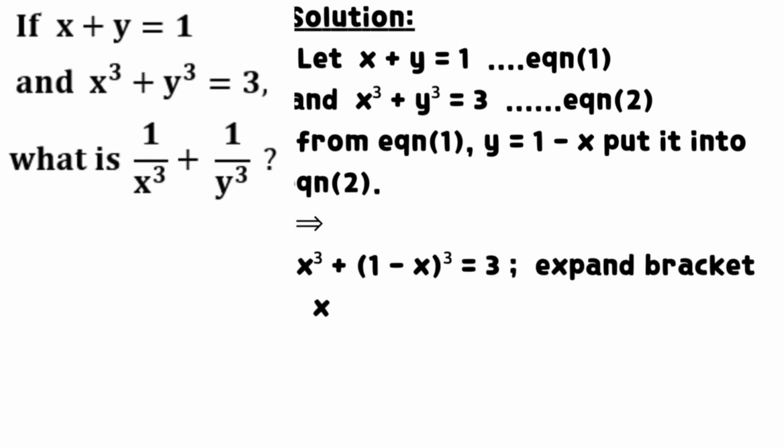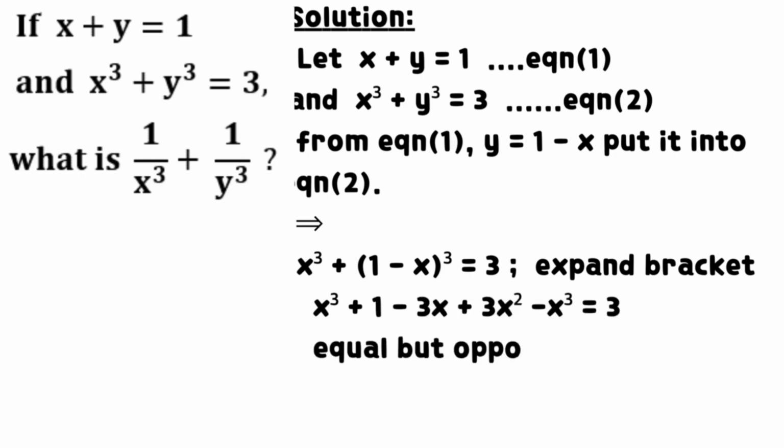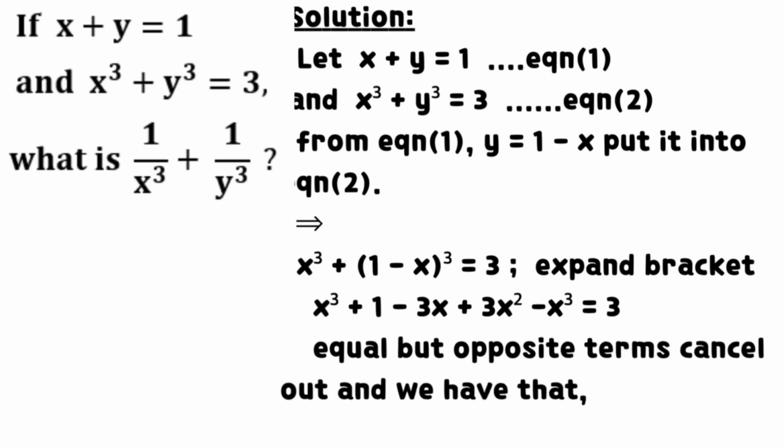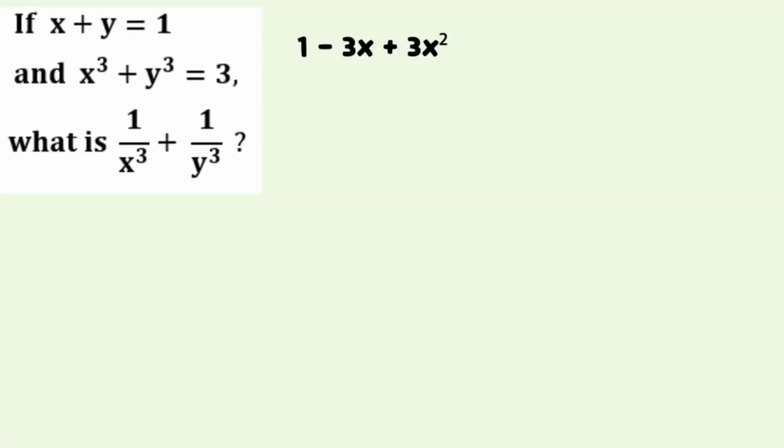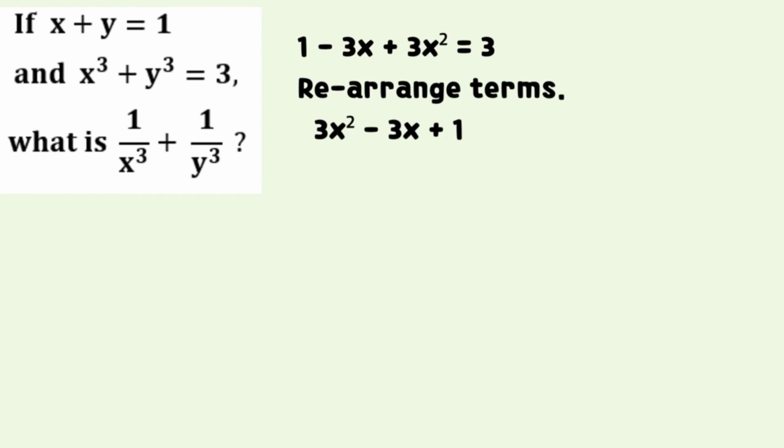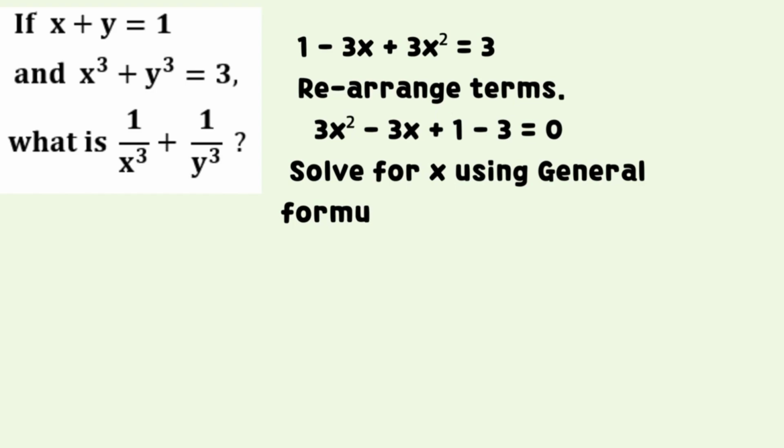From equation 1, y equals 1 minus x. Put it into equation 2. It implies that the sum of cube x and the cube of 1 minus x equals 3. Expand the bracket and we obtain the equation as shown on the screen. It is because equal but opposite terms cancel out and we have that 1 minus 3 times x plus 3 times the square of x equals 3.